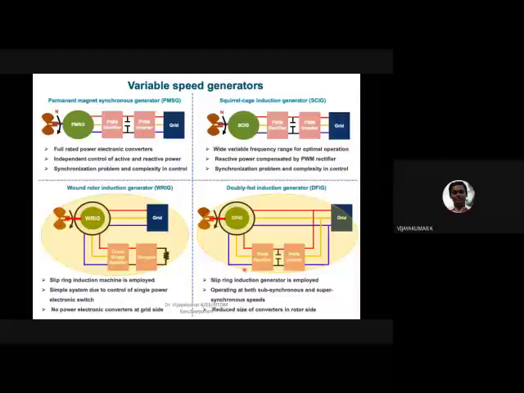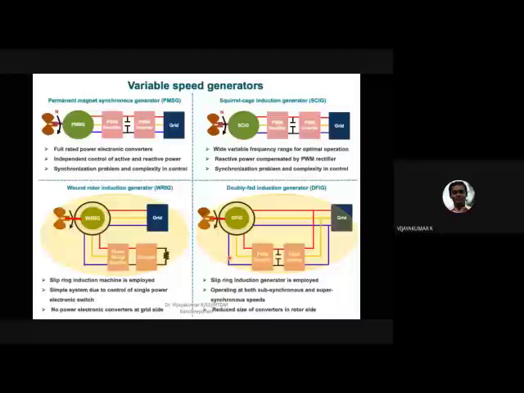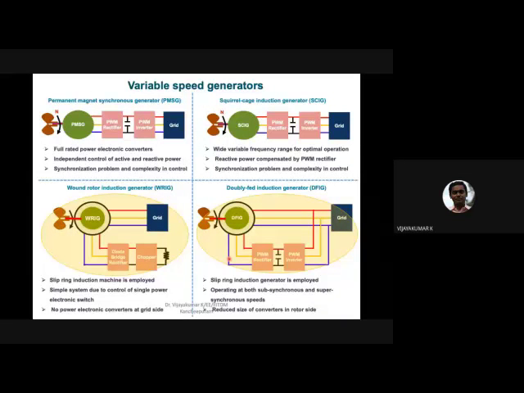The advantage of having a 30% power converter rating is that even if you reduce the converter rating by 5%, it has a huge impact on the cost of the system. Here we are reducing the converter rating by almost 70%, so the cost of the system will reduce drastically. That's a major advantage with these two topologies, so even nowadays, in electrical systems, people talk about DFIGs in most cases.